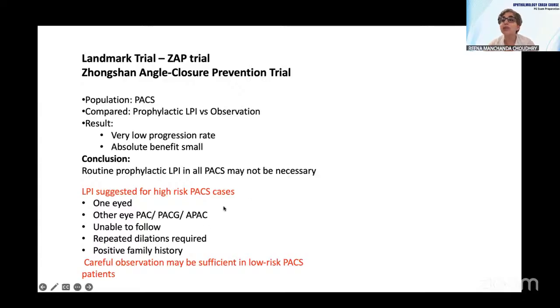So which are the cases, as I was just talking about, one-eyed patients, eyes where the other eye had either a PAC, PACG, or acute angle closure, inability to follow up patients, repeated dilations required, let's say a diabetic patient or an AMD patient, positive family history. Now, these are patients where you must do a laser PI. Otherwise, you can choose to follow them up regularly, where the risk of angle closure disease progression is low.